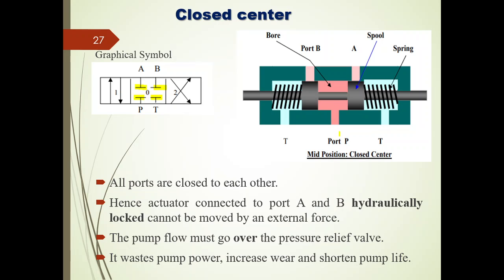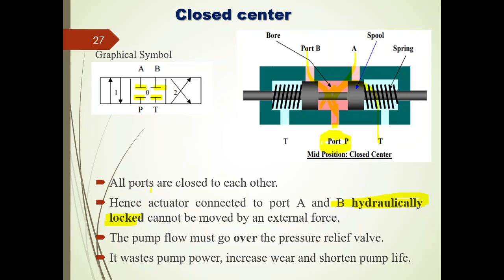That means either I will not be connecting the pump port to B, or I will not be connecting to T as well as to A, right? All the ports are in a blocked condition. That means the piston, or whatever actuator we are connecting to this direction control valve, is under a completely locked condition, right?